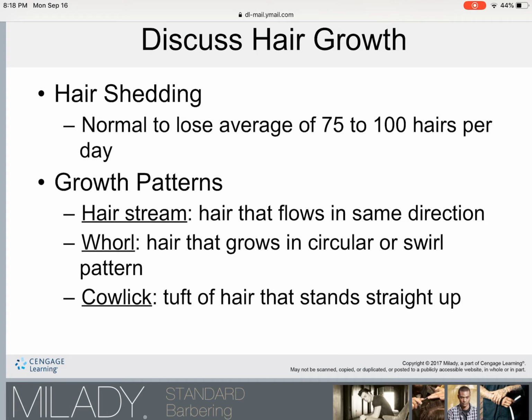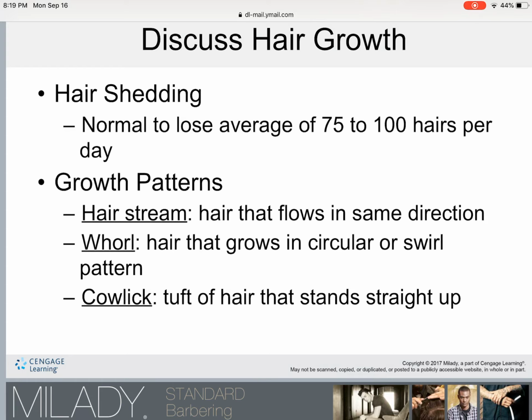Okay, some of the things you want to look for. Well, first off, what is a growth pattern? Working with the hair's natural growth pattern produces a more natural looking haircut and style. The hair stream is the hair that flows in the same direction. Two streams flowing in opposite directions form a natural part of the hair.